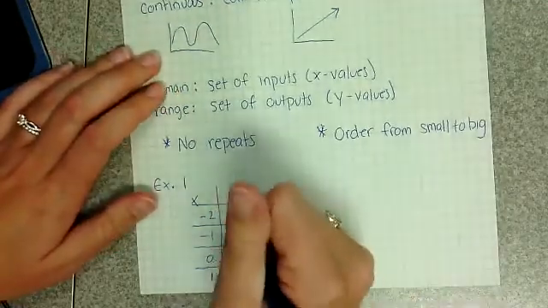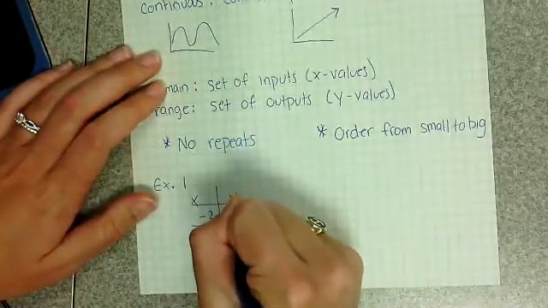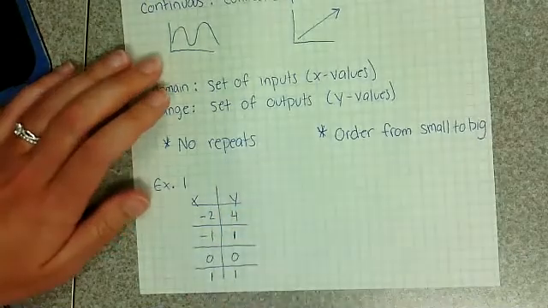So here are my X values. Here are my Y values. Okay, so you're putting down this table for me in your notes.